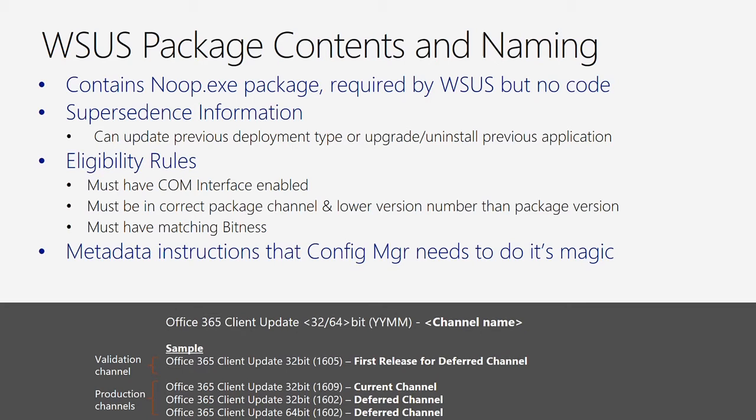So, a couple of samples that you see here. One might be Office 365 Client Update 32-bit, 1605, First Release for Deferred Channel. So it lets you know what the channel name is as well, so you can download the applicable update. And then just an example I have here is what you might actually be downloading, all 4 of these. In this situation, you would have your validation channel, First Release for Deferred Channel. You would have your Office 365 client update for current channel. And then you might be downloading 2 deferred channels depending on your environment. In this case, I have a 32-bit, and let's say our finance team needed 64-bit.